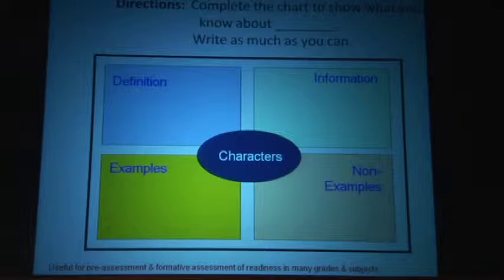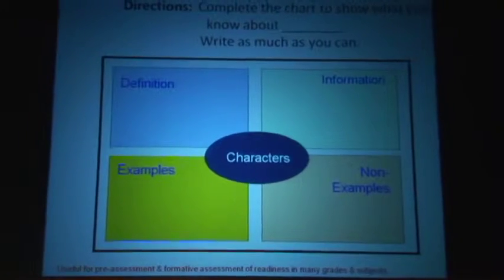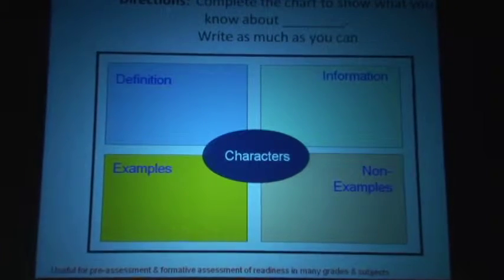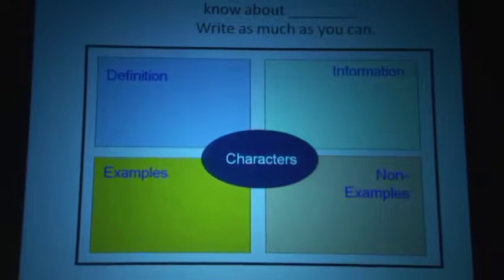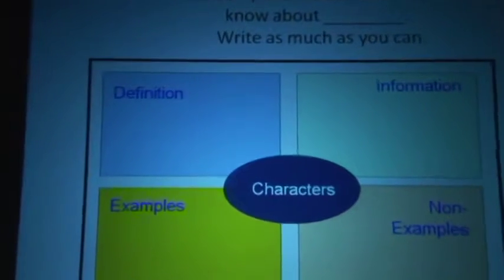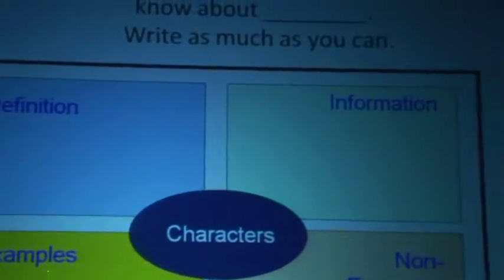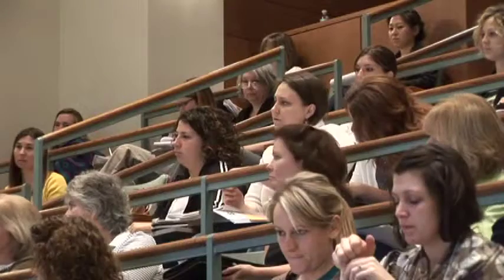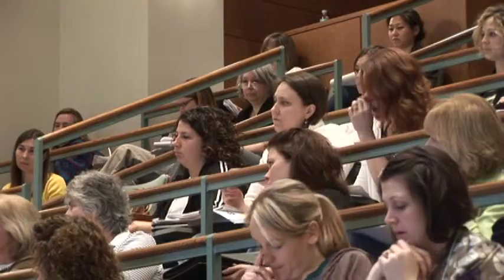Some examples of ongoing assessment. This thing is called a Frayer diagram, F-R-A-Y-E-R. And it's a great thing to use, by the way, as a pre-assessment as well as an ongoing assessment. You just put in the center whatever the topic or the concept is that you're getting ready to study, and you ask kids to tell you their definition, any information they know, examples of the thing, and non-examples, which means something that's close but not quite right.